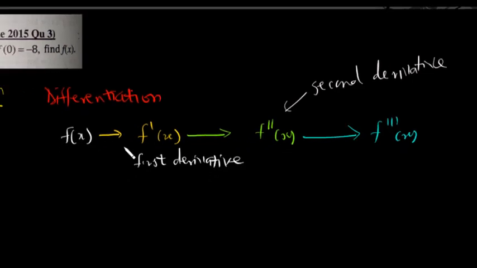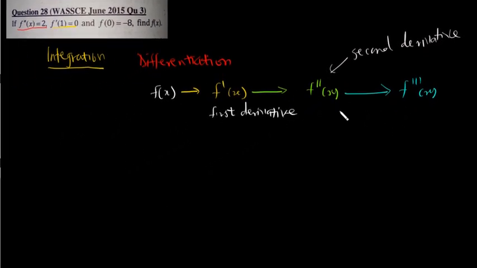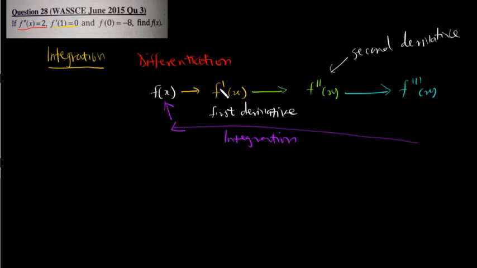So if I want to go back, from anywhere to get the function, then I have to integrate. I have to integrate back so that I get the function, and we call that integration. So that is going back. If you look at the question, we have been given f prime prime of x to be 2. We have also been told that f prime of 1 is 0, and that if we put 0 into the function we get -8. So what is the function?